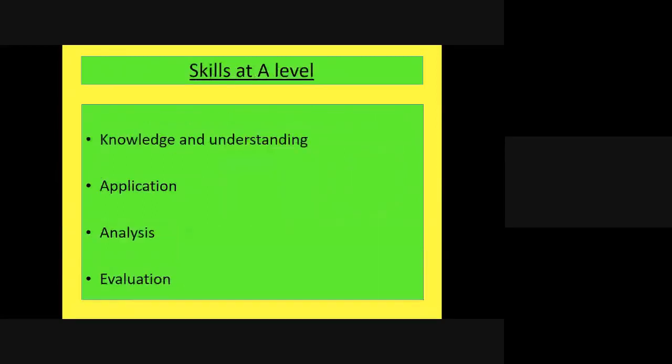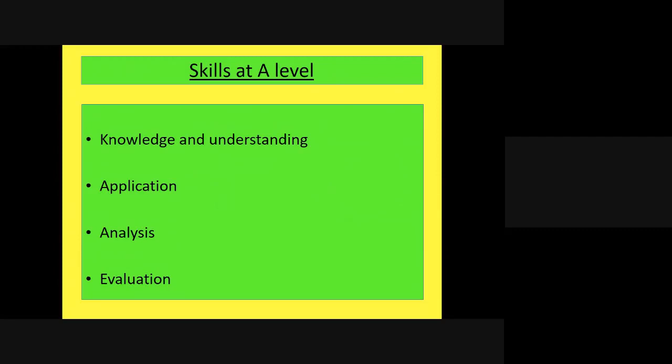And that takes me then to the key skills at A level. In terms of the skills that you need to have, you need to obviously have knowledge and understanding. You'll need to know key studies, you'll need to know key theories, you'll need to understand those in depth. Application: you'll need to be able to recognise examples that we can apply to different explanations, so examples from society. You'll need to be able to apply your knowledge to different exam questions.